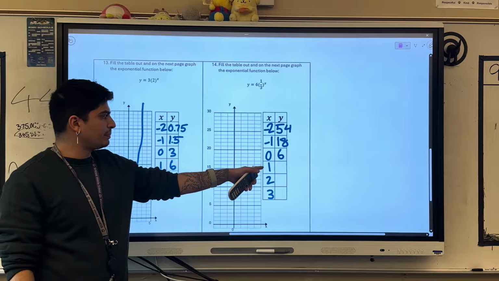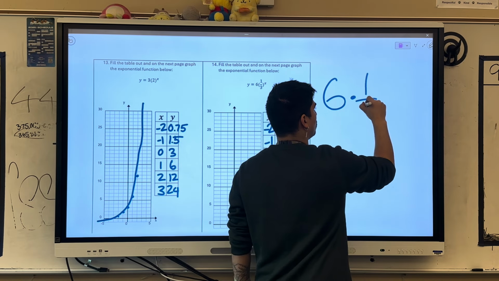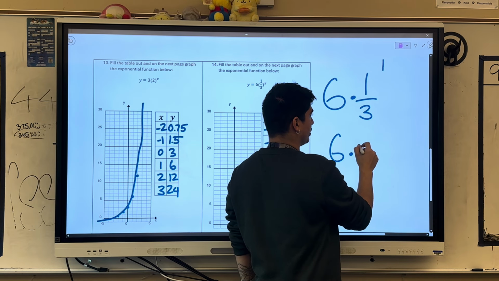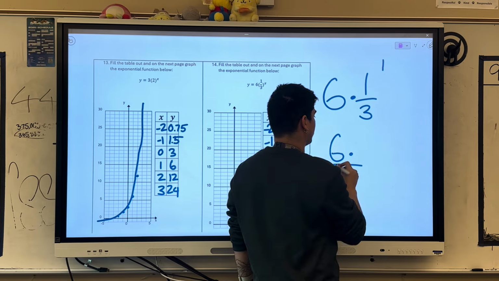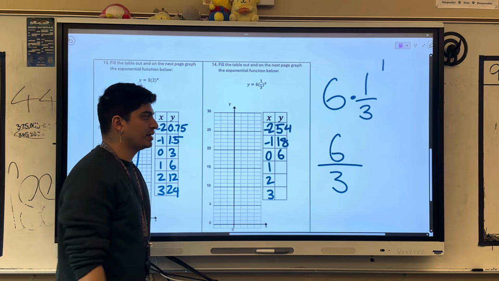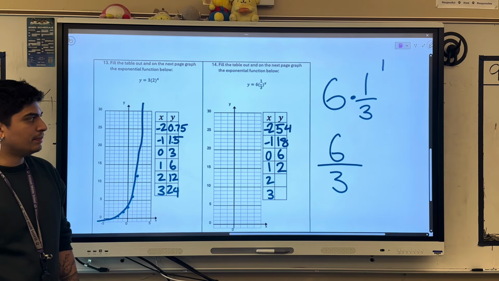So I'm going to put in the power of 1. Right here I have 6 times 1/3 to the power of 1, which would be 6 times 1/3, or 6 over 3. So 6 divided by 3 ended up giving me 2.